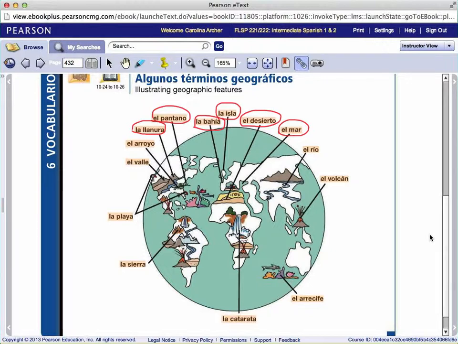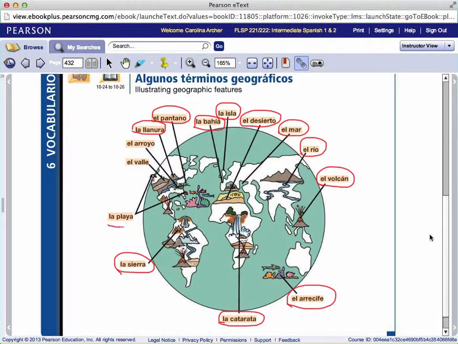El río, the river. El volcán, the volcano. El arrecife, the coral reef. La catarata, the waterfall. La sierra. It can also be las sierras, the mountain range.